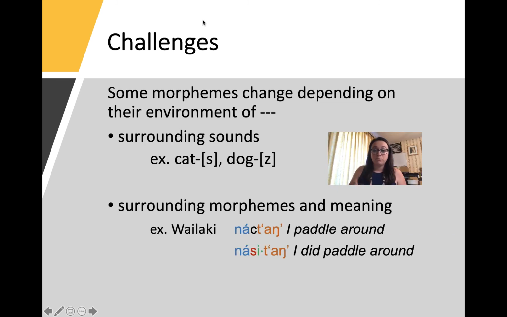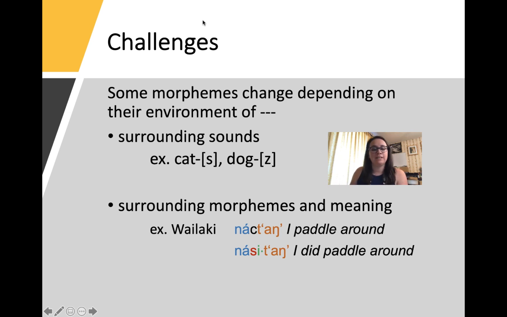Other challenges, some morphemes change depending on their environment. They're shape-shifting depending on what's around them. And we can see this sometimes. What's changing them is the surrounding sounds. So for example, English cats and dogs, we have the word cats. It has 2 morphemes, cat and s is attached to the cat, right? It can't stand on its own. And we have dogs, right? Dogs. Wait a minute. It's not the same, right? So we have a Z sound for plural dogs and an S sound for plural cats.